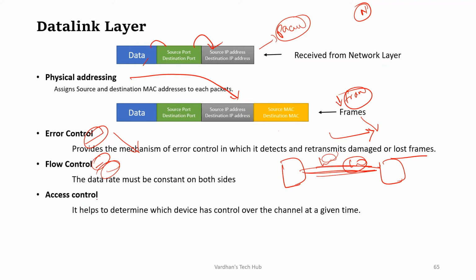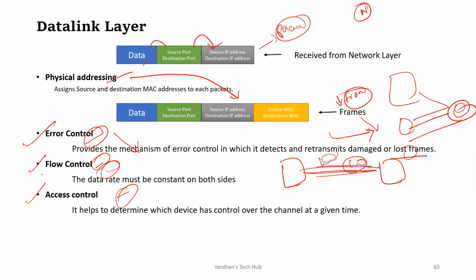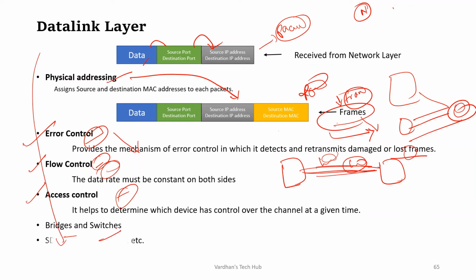And access control is when we have n number of devices transmitting data, and the question is which device has the control to transfer the data. That is called access control. So we can say the data link layer performs functionalities such as physical addressing, error control, flow control, and access control. And the data in the data link layer is called frames. Apart from that, in the network layer we have the network device, the router, right? Similarly, in the data link layer we have bridges and switches. These are some protocols available in the data link layer, and we'll discuss them in later sessions.